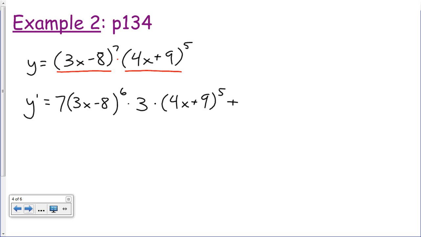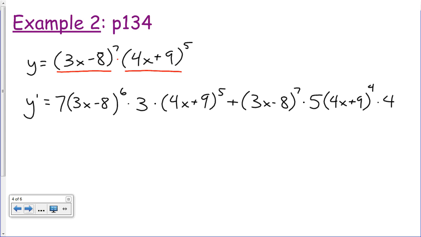We'll add that to the first function, 3x minus 8 to the 7th power, times the derivative of the second function. Again, the second function here is a composite function, so follow chain rule. Chain rule says take the derivative of the outside function, which is going to be 5 times something to the 4th power. Then chain rule says you substitute in the inside function, the 4x plus 9. And finally, chain rule says you multiply by the derivative of the inside, which is 4.